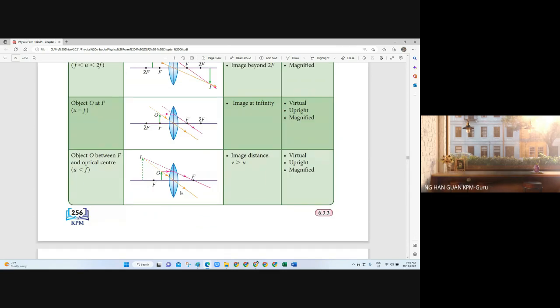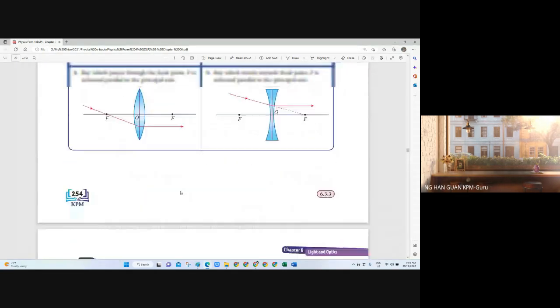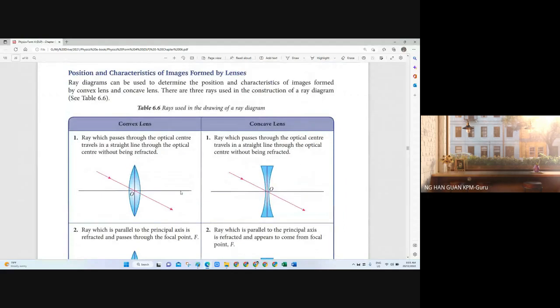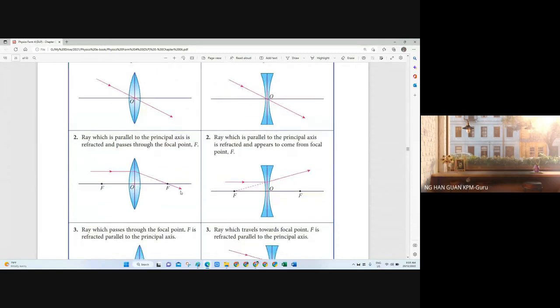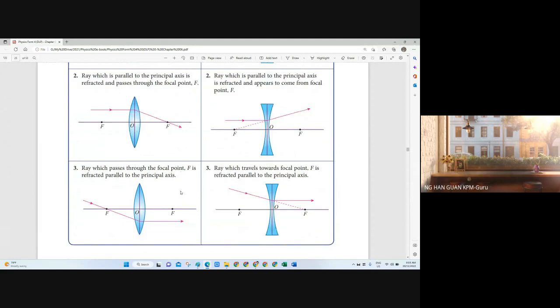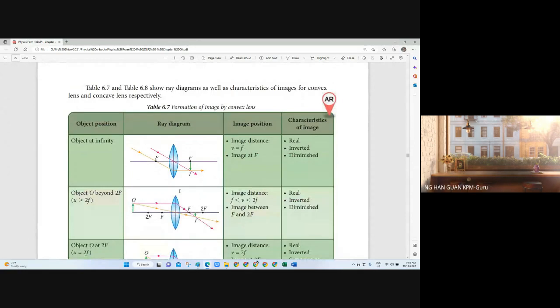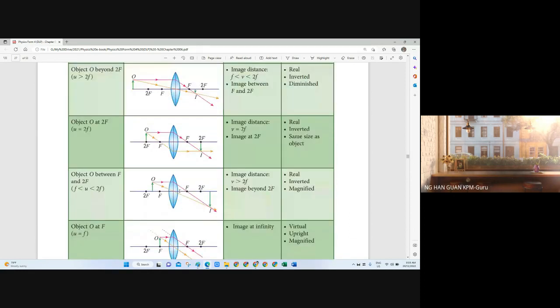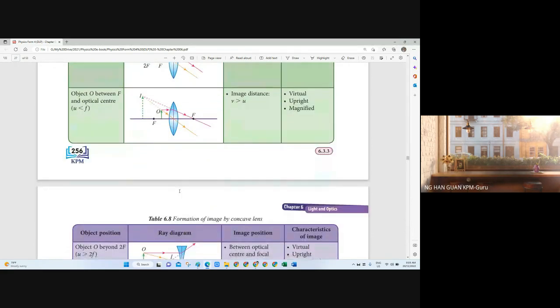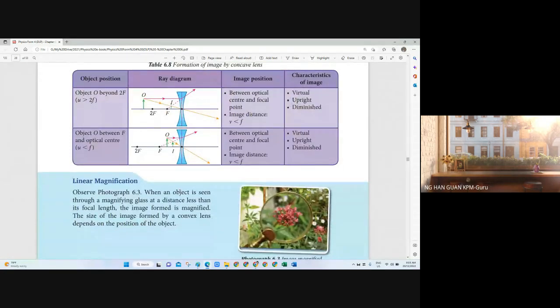As I told you, when you study, you see that table 6.6 tells you there are three different rays that can be used to form the image by the lenses. But when referring to table 6.7, or you recall what we learned yesterday, we only need to use two out of the three rays. We can form the image already, right? So we don't need to use the third ray.